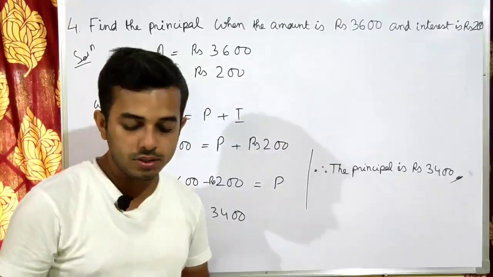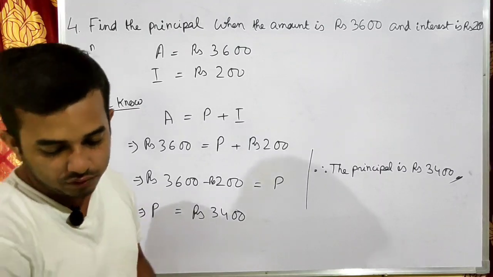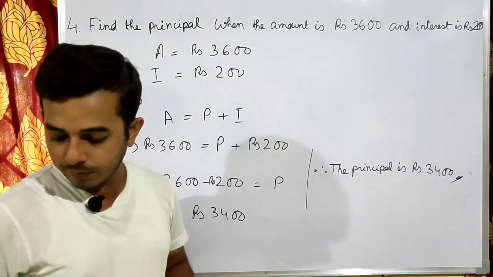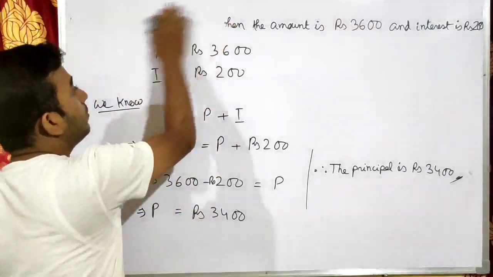Here the question is: Harish borrowed rupees 15,000 from Subhash.